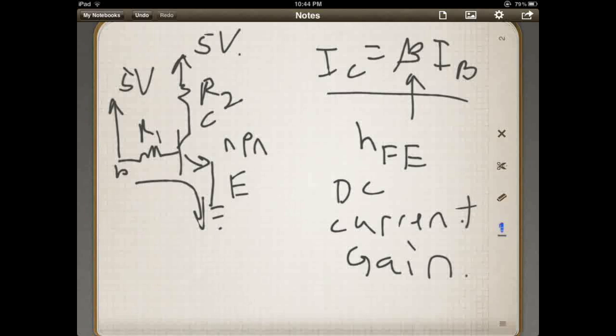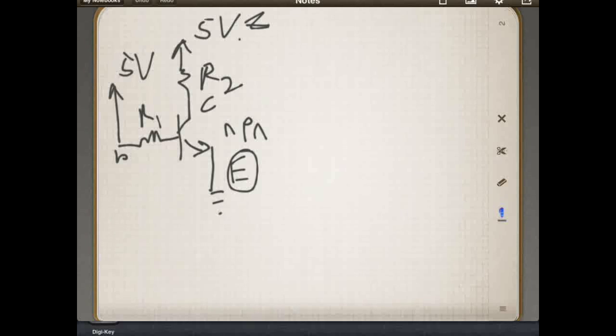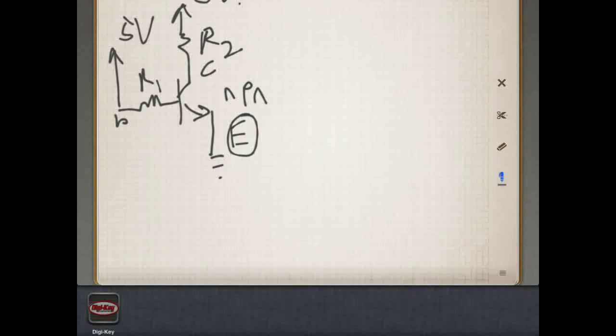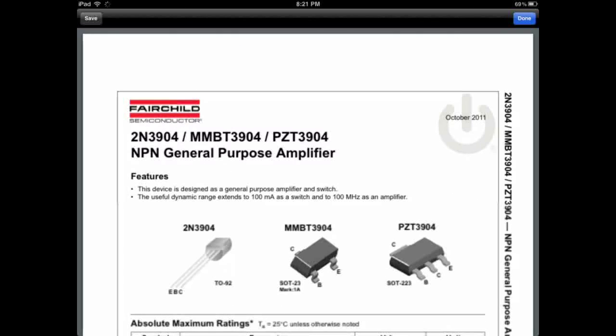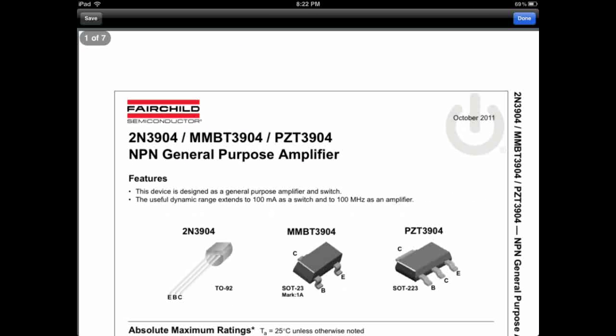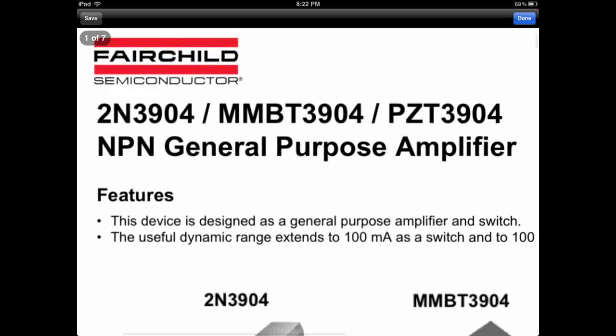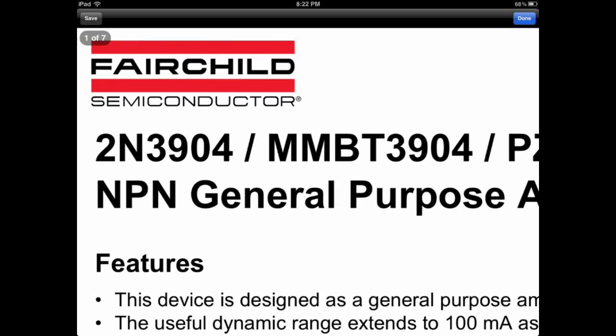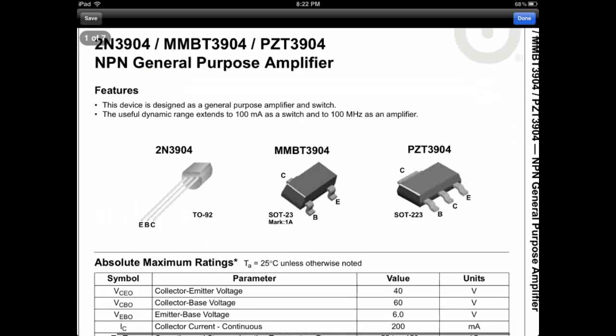So now we're going to check out one of the data sheets on one of these. I'm going to see if I can bring this up. There we go. The one that I've chosen is just a simple generic one, a general purpose NPN. We're going to look at the 2N3904. That's what we're going to look at today.